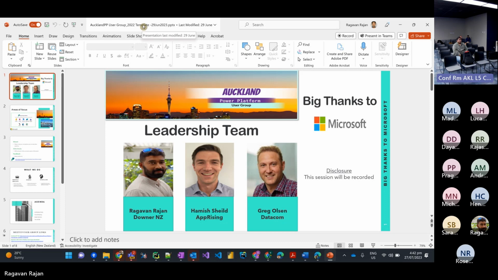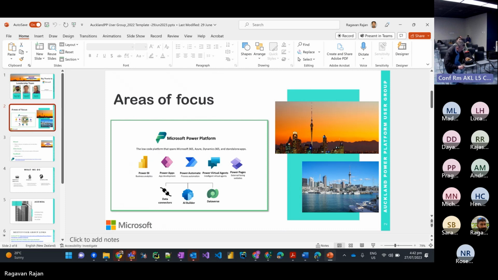We can see more people coming in and joining online every month. Our key area of focus is all the Power Platform products, and especially the new member, Power Pages. Previously, it was Power Apps Portal. We also have so many MVPs and key expert speakers in this area. Our past events were really successful, and today's event will also be a very exciting one.